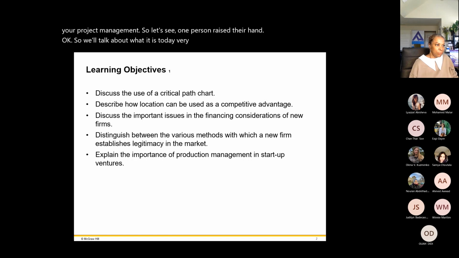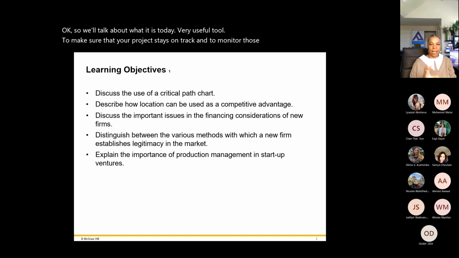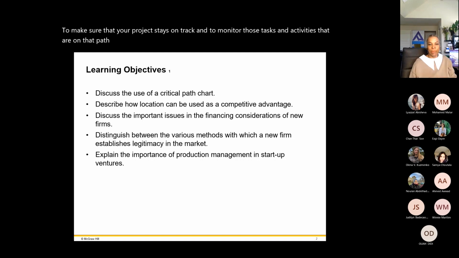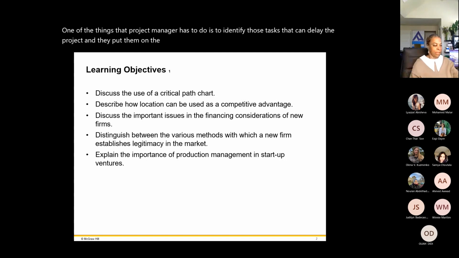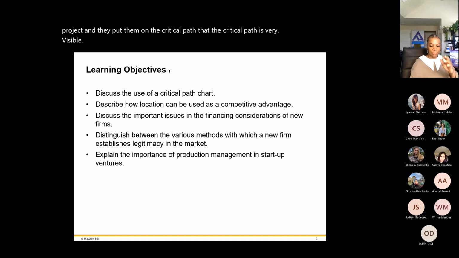Very useful tool to make sure that your project stays on track and to monitor those tasks and activities that are on that path. Because what it means is that if a task is on the critical path, if that task is delayed, the entire project is delayed. So as a project manager, one of the things that a project manager has to do is to identify those tasks that can delay the project, and they put them on the critical path. The critical path is very visible to everyone.